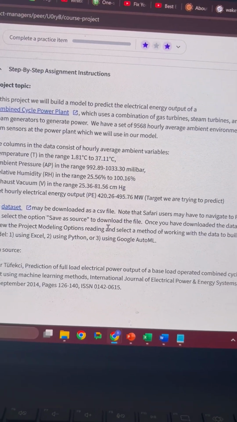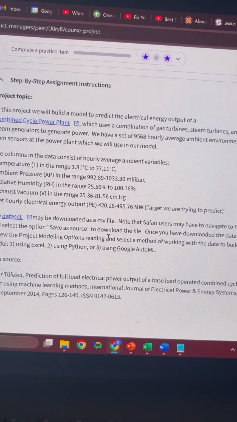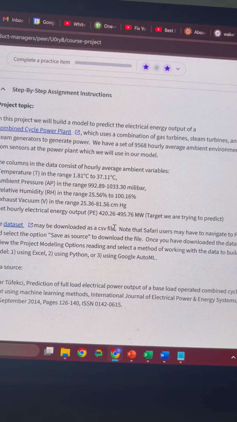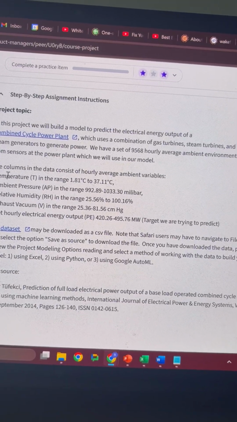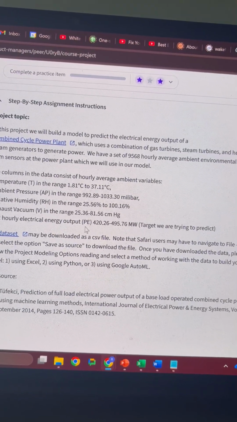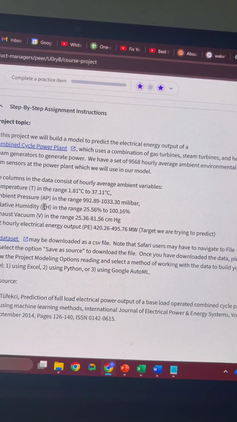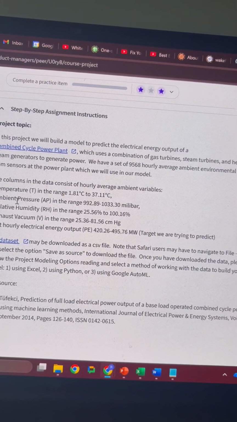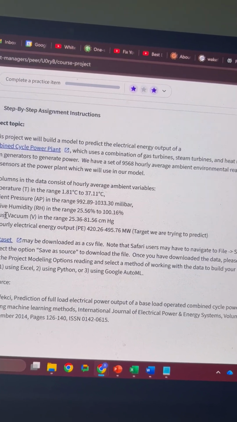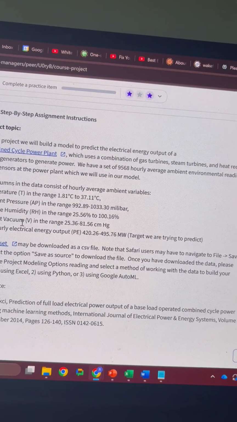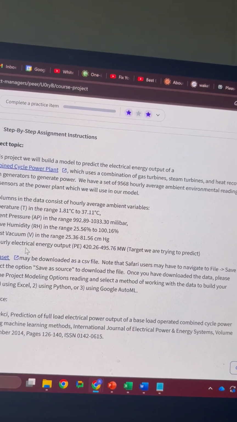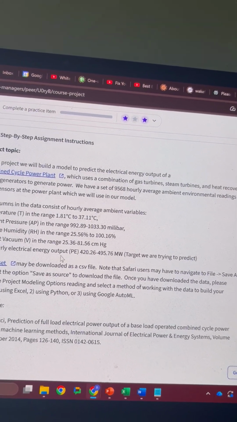Hi everyone. For the course project, I worked on a problem that's basically talking about features such as temperature, pressure, humidity, and exhaust vacuum to predict the energy output.